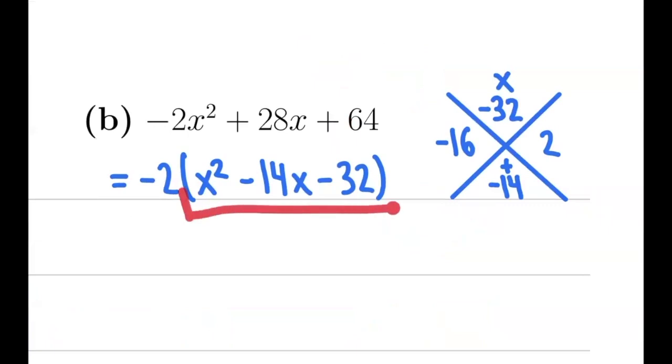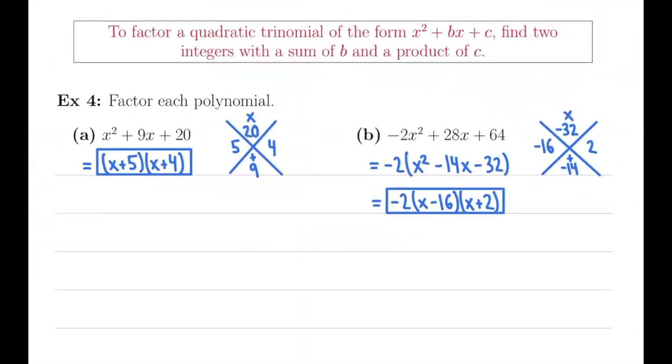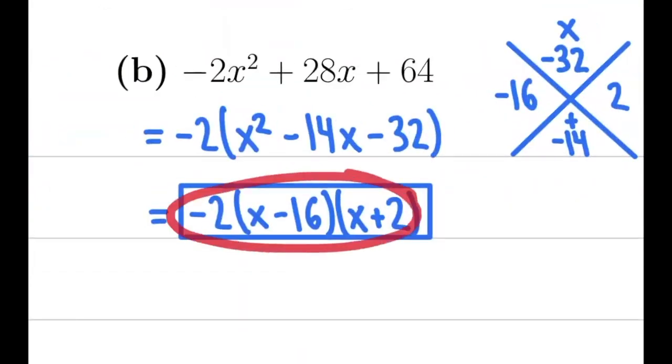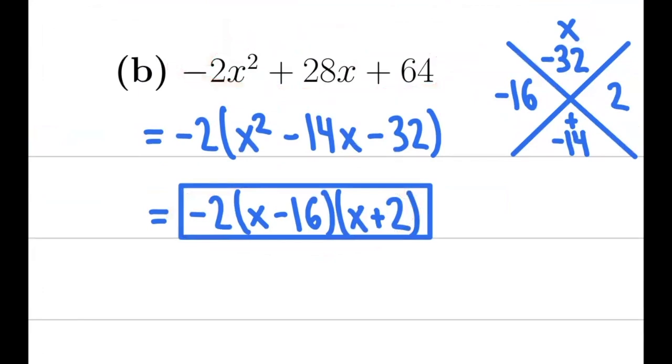So in factored form, this quadratic trinomial is going to be x minus 16 times x plus 2. The negative 2 just kind of transfers over. And like I said earlier, you can always distribute and you'll get the original polynomial back. That's how you can check your work.